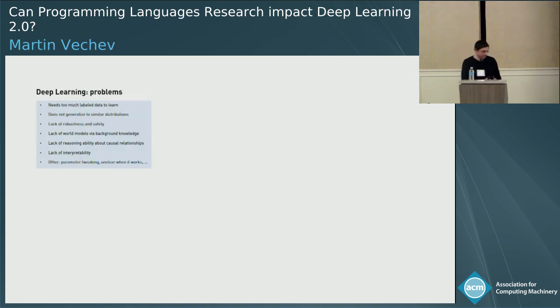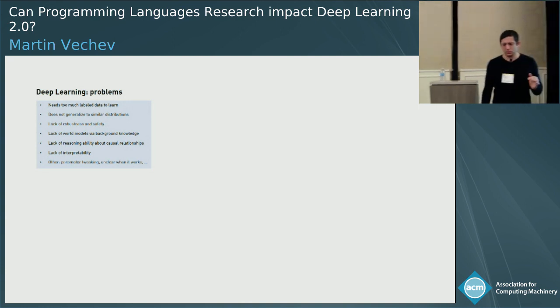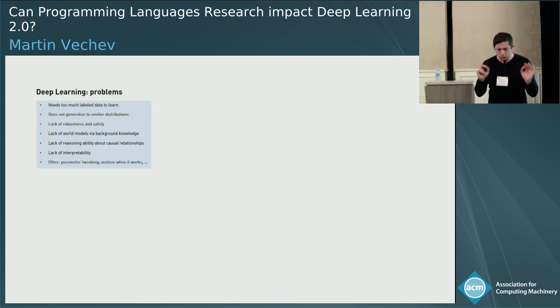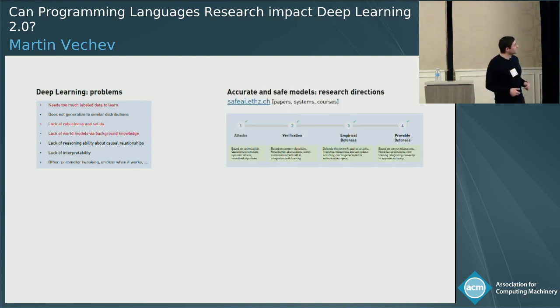Okay. So in summary, I think the time is right. There's a bunch of problems with deep learning right now. I think this PL style thinking can help, I hope I convinced you of this, to address some of these problems. We looked at this problem of creating safe and accurate, state-of-the-art models.